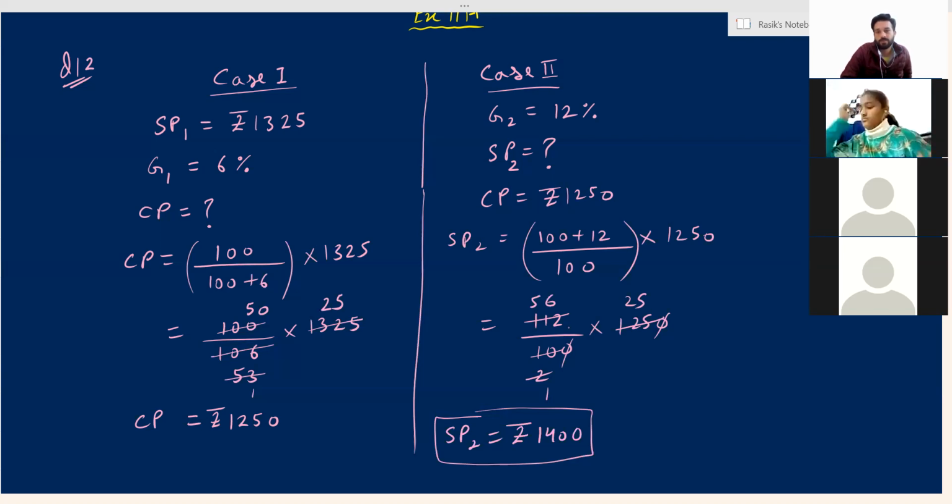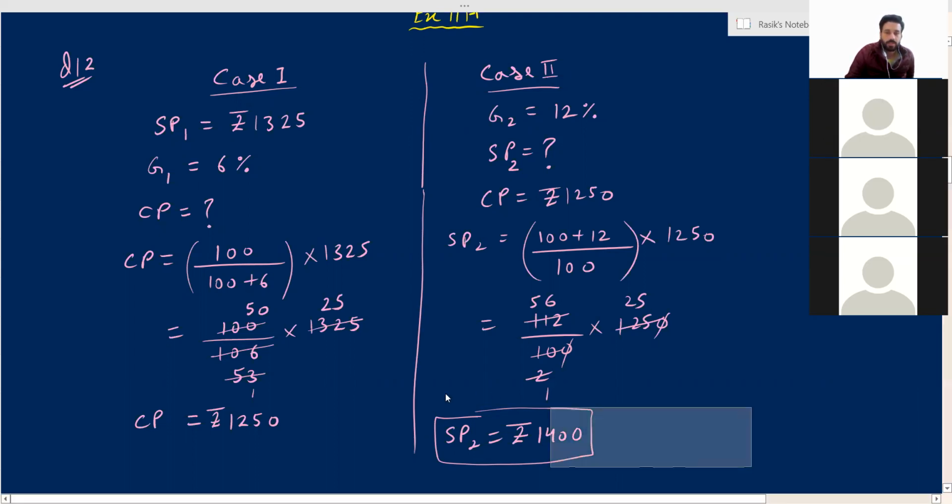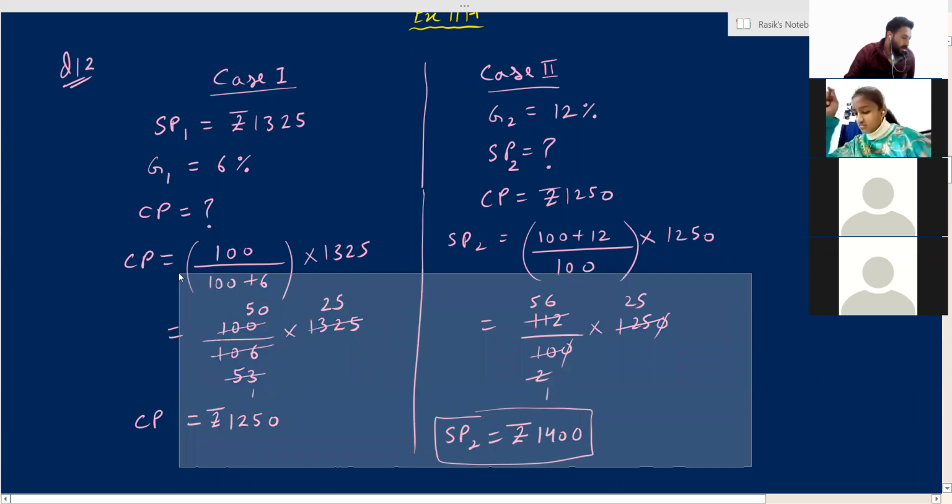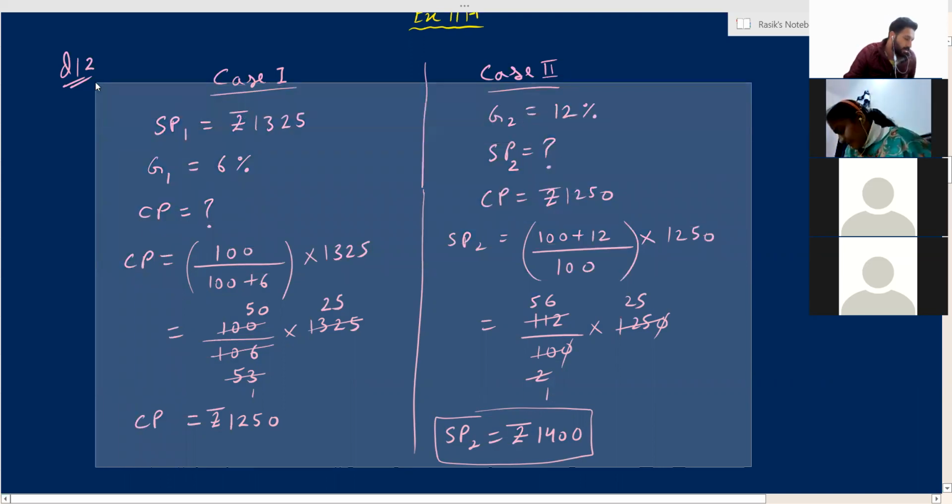Understood? All of you? Yes, sir. So same steps like I told you in the beginning of the question. You find out the CP from the first case and use that CP to find out the selling price in the second case. So it is a combination of two questions. If you combine two questions, you will easily get the answer. In the end, you can write down a statement: if the shopkeeper would have sold the calculator for rupees 1400, he would have gained 12%.